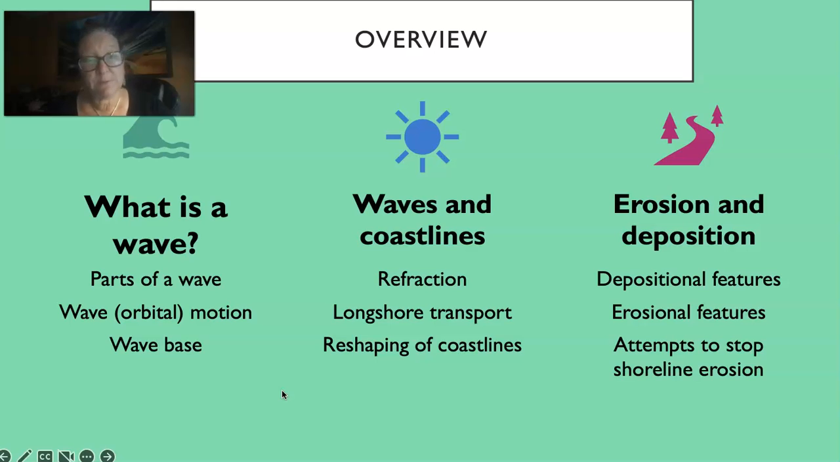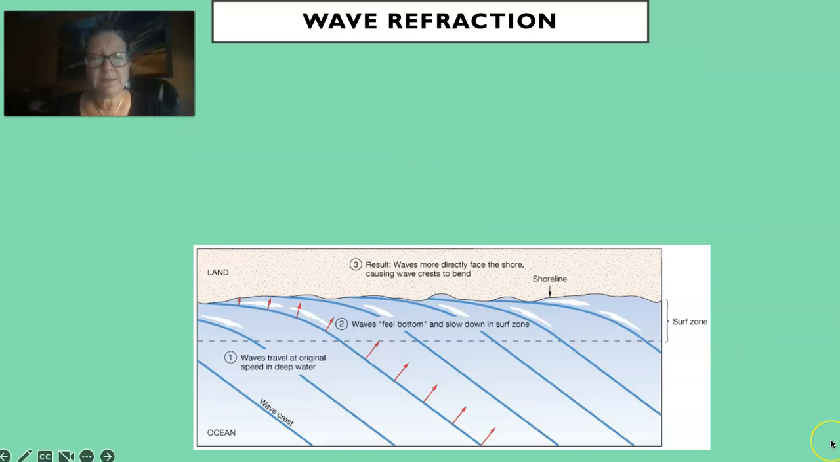Okay, so that was the first part of our discussion. We're now going to move on to waves and what happens when they hit the coastline. The first thing that happens is waves tend to bend parallel to the shore. If you've been to the beach, you've noticed probably that the waves seem to be coming pretty parallel to the beach, right?